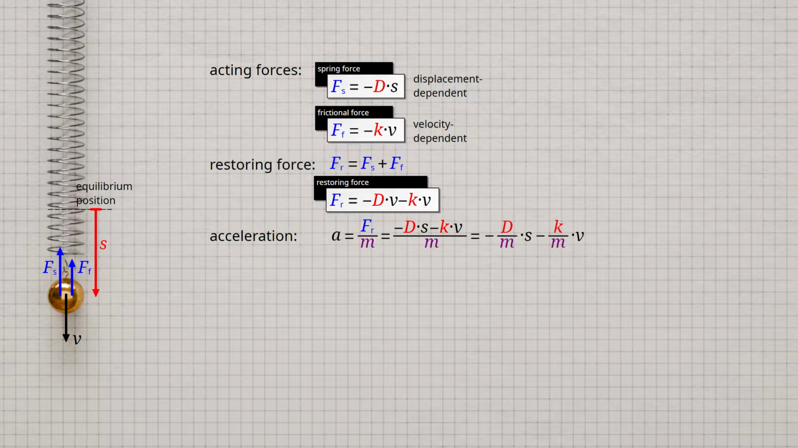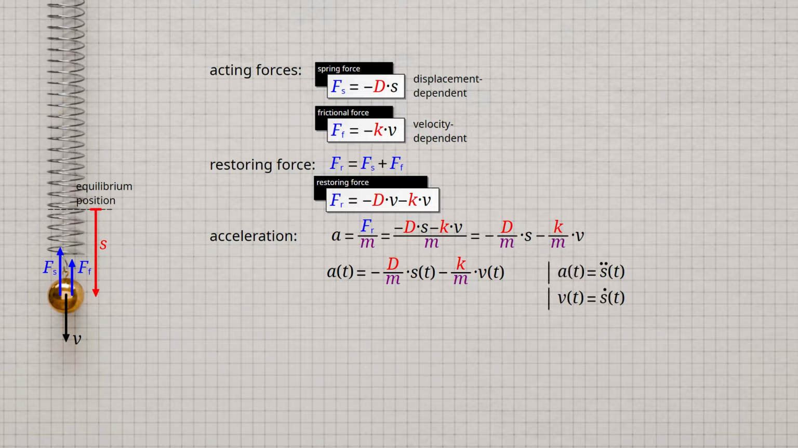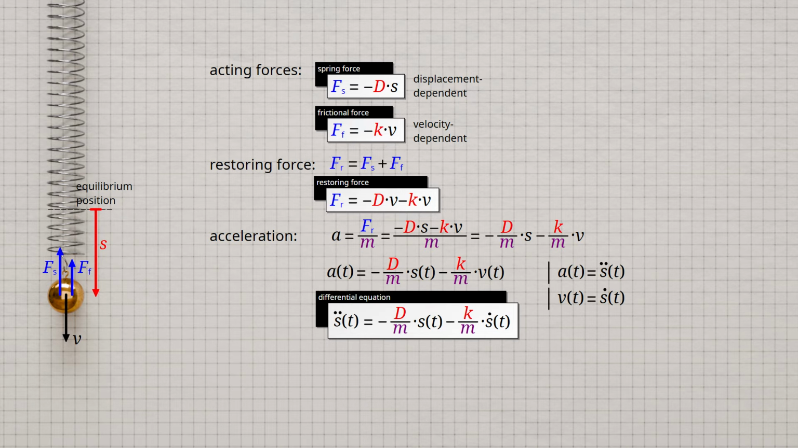In this equation, the acceleration a, the displacement s, and the velocity v are time-dependent quantities. We indicate this time dependence by writing them as functions of time. These quantities, displacement s of t, velocity v of t, and acceleration a of t, are not independent of one another but are linked by the first and second time derivatives. If we express the acceleration as the second time derivative of the displacement function and the velocity as its first time derivative, we finally obtain the differential equation of the damped oscillation.